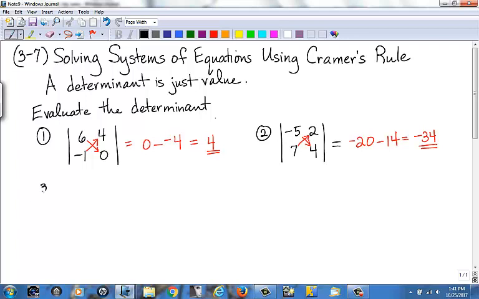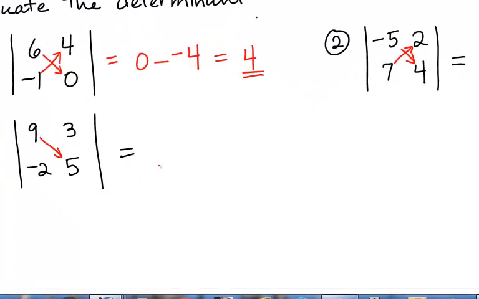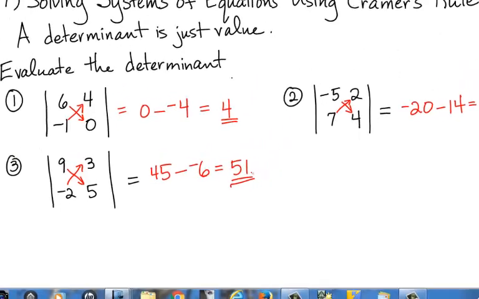Okay, let's do one more 2 by 2. First row across is 9, 3. Second row across is -2, 5. Okay, 9, 3, -2, 5. So to find the value of a 2 by 2, you multiply down the diagonal to the right, 45, subtract the product coming back up. So minus a -6, so it'd be 51. Enough examples on a 2 by 2? Okay. You multiply down the diagonal to the right, subtract the product coming back up.